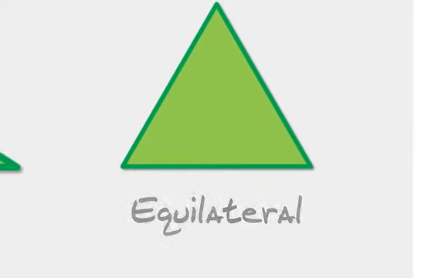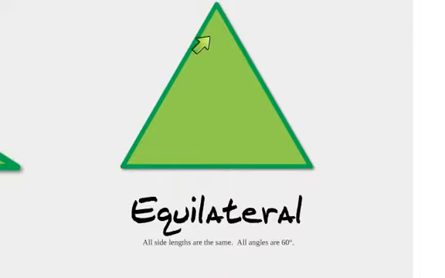Alright, and the other one is an equilateral triangle. Notice the word equal. It's not spelled equal, but it sounds like it. All the lengths are the same, and all the angles are the same. If you think about it, all the angles have to be the same.